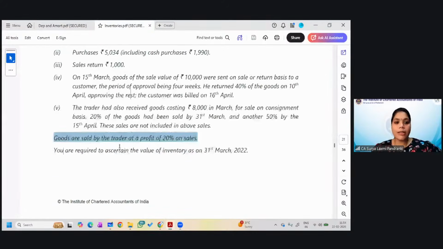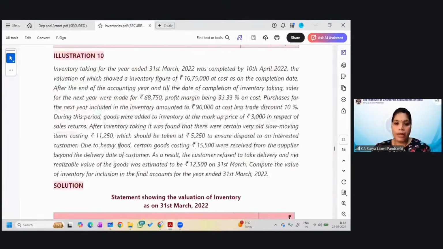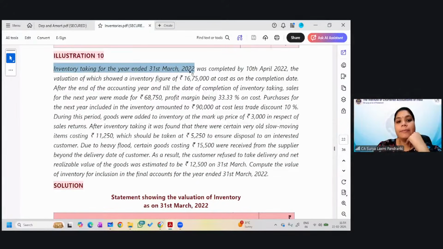There's one last question. This is also almost the same kind of question. We'll quickly do this and then close this inventory chapter and move to depreciation, right? Yeah, quickly look at this. What is the year end date here? 31st March 2022, correct?